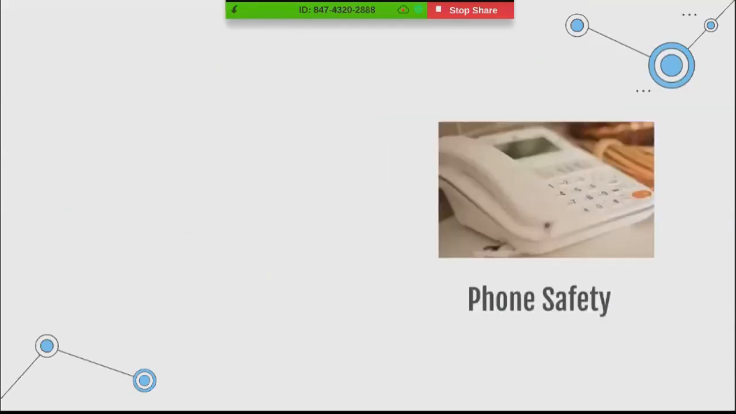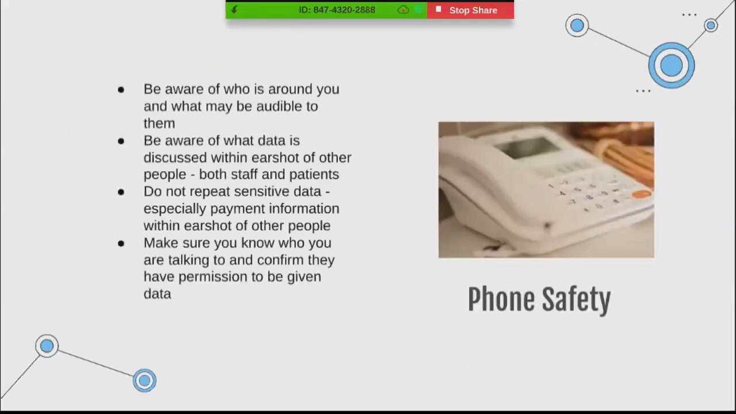Phone safety is also important. So again, be aware of who is around you and what is audible to them. Whenever you're discussing information, whoever's in earshot could potentially have access to that information and could be making notes or remembering what they've overheard. So it's important in this situation not to repeat sensitive data, especially payment information.